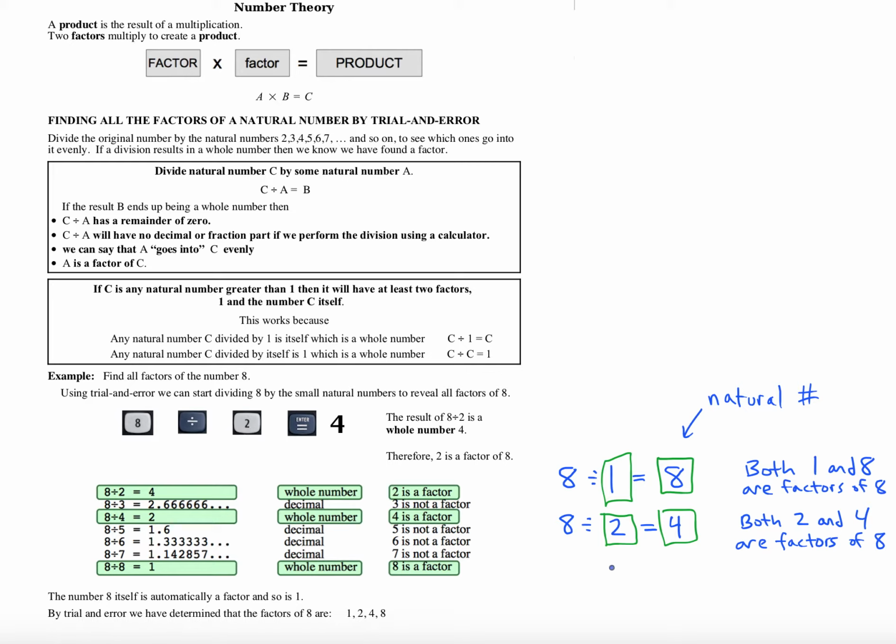Now we could try other possibilities such as 8 divided by 3. Now if you put that in the calculator and you have the calculator configured to give you a decimal answer, you're going to get 2.666 repeating. Now since this is not a natural number, that means 3 is not a factor of 8.